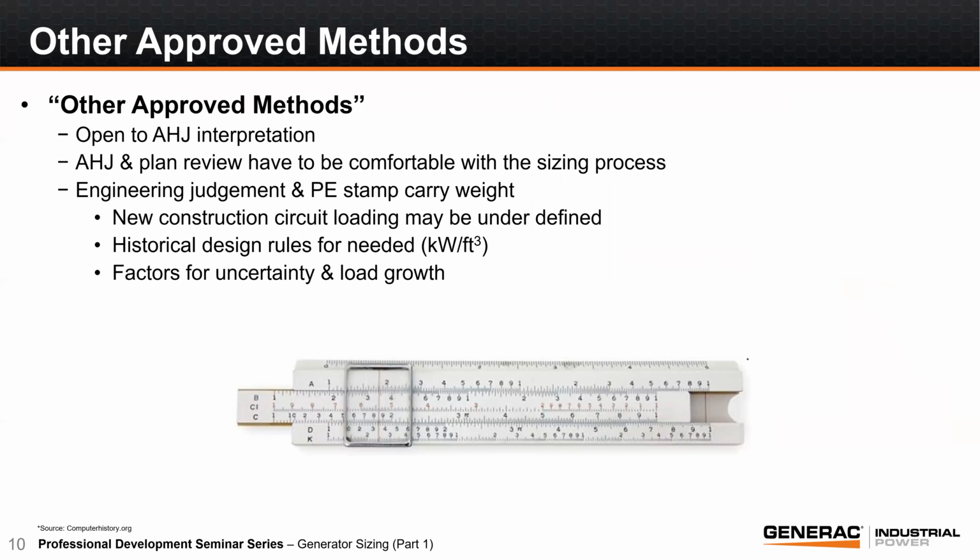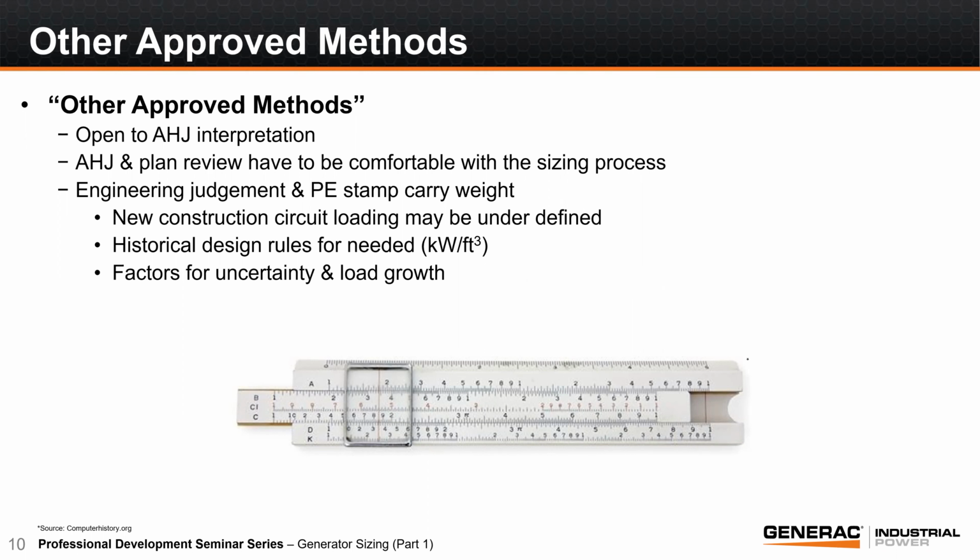So we've been discussing Article 220, but you'll notice that in the code, they also have the words "other approved methods" in there, and that gives the engineer some flexibility. What this means is that most of the time, an AHJ will give engineers some leeway beyond the NEC code if there's a PE stamp on those drawings, because that PE stamp goes a long way to giving the AHJ confidence that the engineers have done their due diligence and are working within given guidelines.